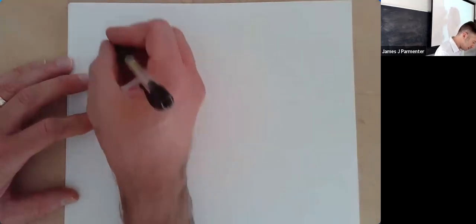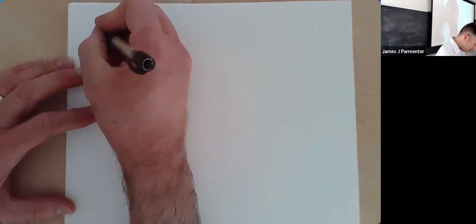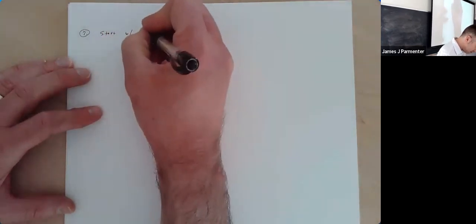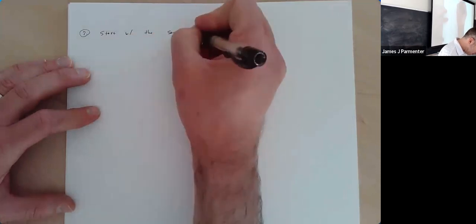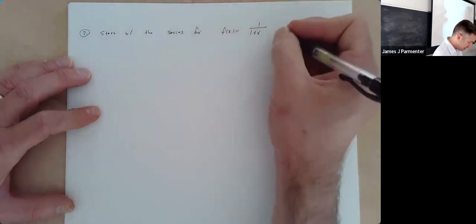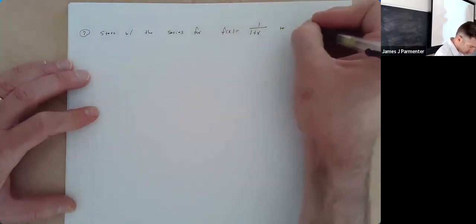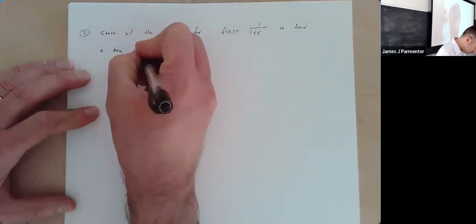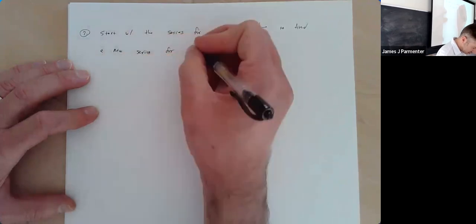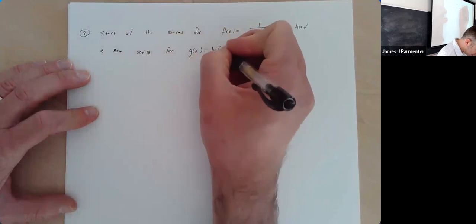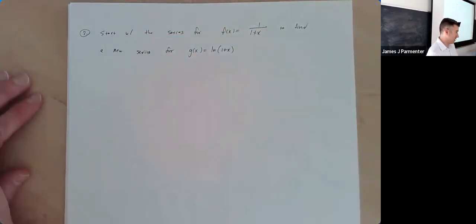So we're going to say that I want to start with the series for f of x equal to 1 over 1 plus x. And then I'm going to integrate it and get a series for g of x equal to the natural log of 1 plus x. Because the integral of 1 over 1 plus x is the natural log of 1 plus x.